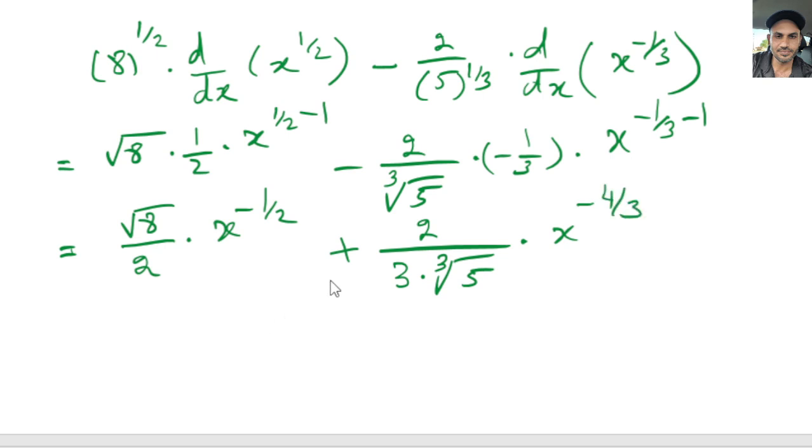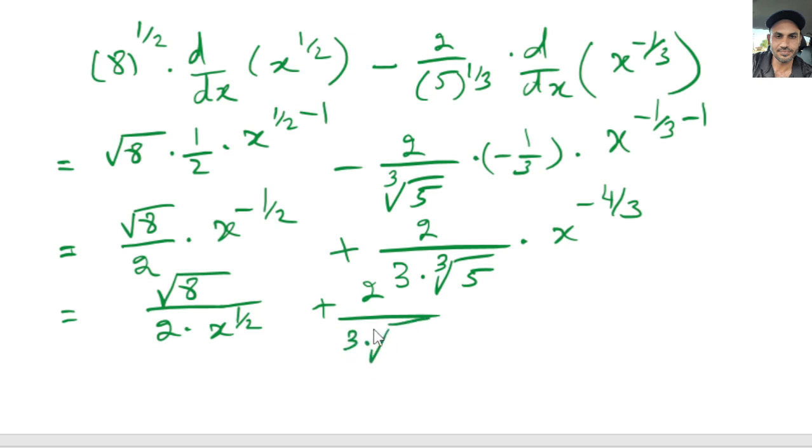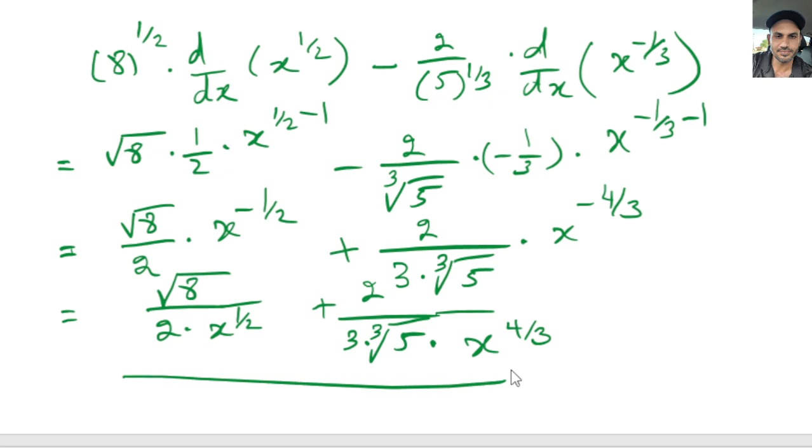Okay, now you can simplify it further. You have negative exponents, so you can bring them into the denominator and make them positive. So we have square root of 8 over 2 times x to the 1/2, plus 2 over 3 times cube root of 5 times x to the 4/3. We bring these into the denominator as well and make them positive exponents. Here we go, and this is your final answer. So this would be the end of this example.